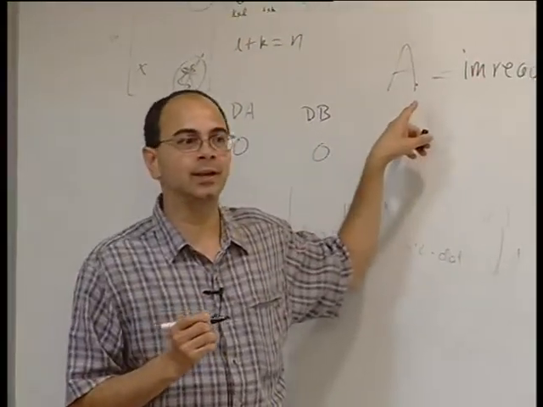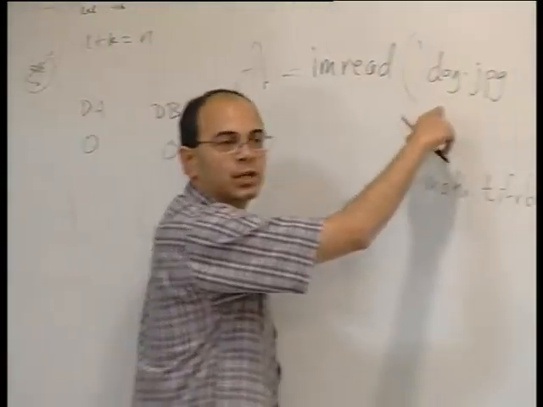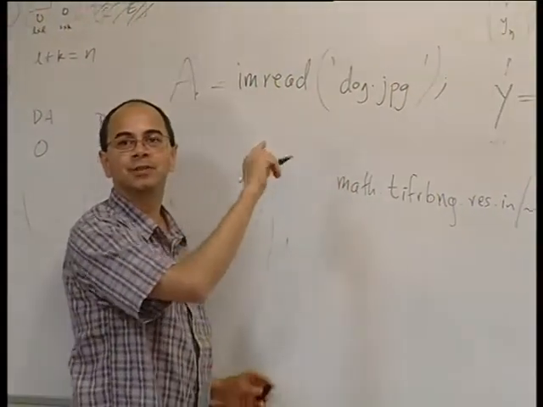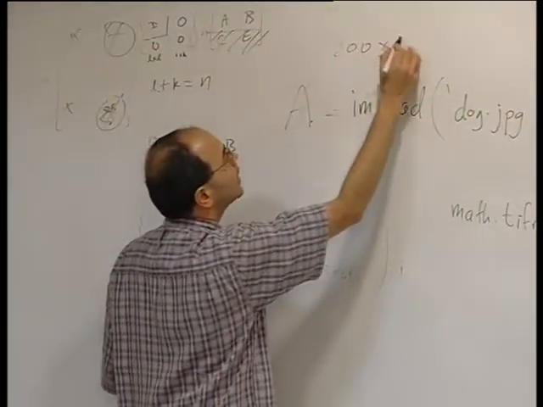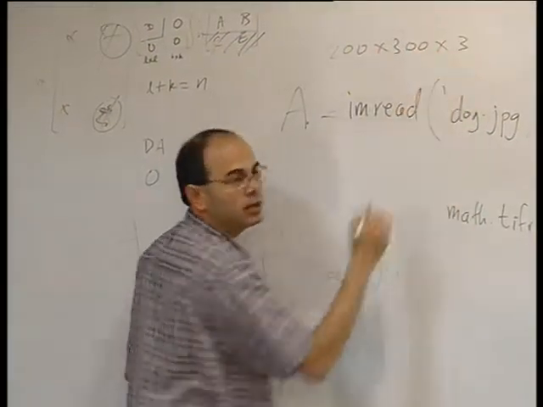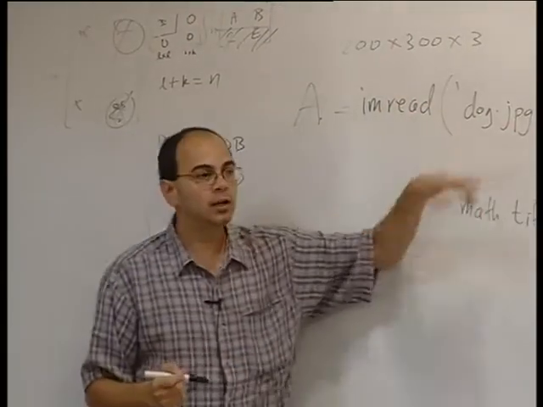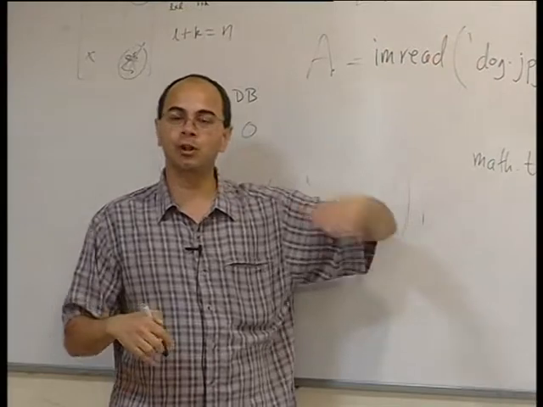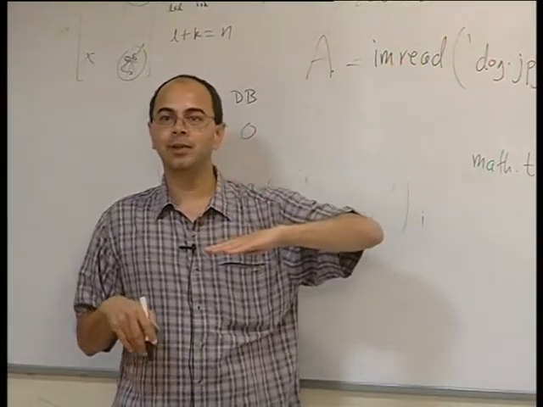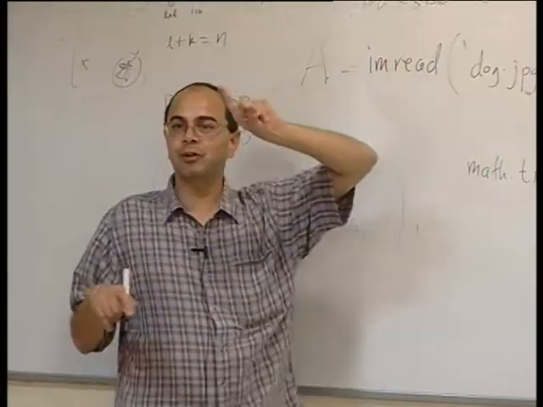Unfortunately, this is a... let me see. The dog image is 200 by 300, I don't know if it is, but something like that. So unfortunately, the matrix A will be 200 by 300 by 3. It has 3 colors. This is a black and white dog, so all the 3 colors are actually identical, and so you just need the first layer.